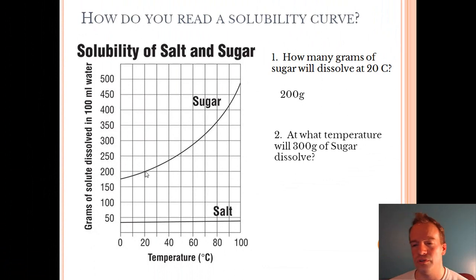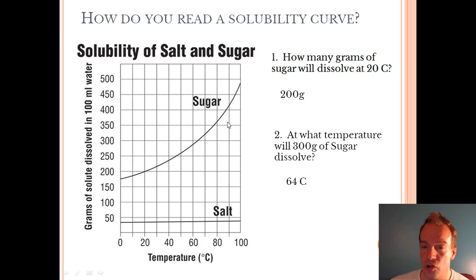At what temperature will 300 grams of sugar dissolve? To look at this, we go up on this side first, across, and then down. In this case, we can see that it's 64 degrees Celsius. So you just have to go from either axis and meet up with the line that it's talking about.